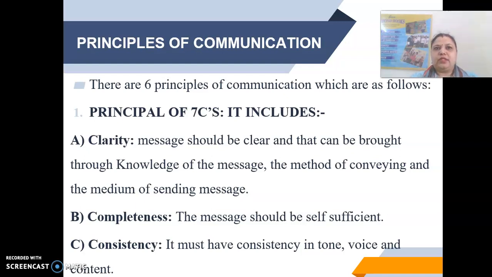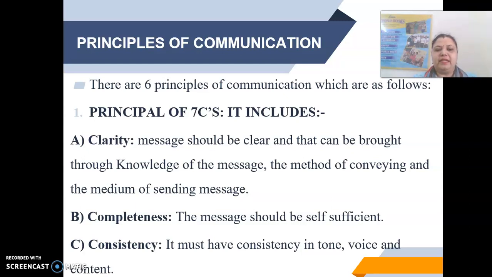It includes 7 components which are very essential for effective communication. First is clarity. Message should be clear and that can be brought through knowledge of the message, the method of conveying and the medium of sending message.